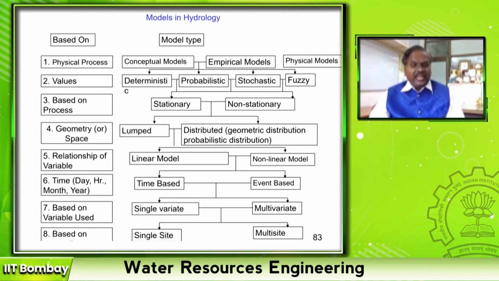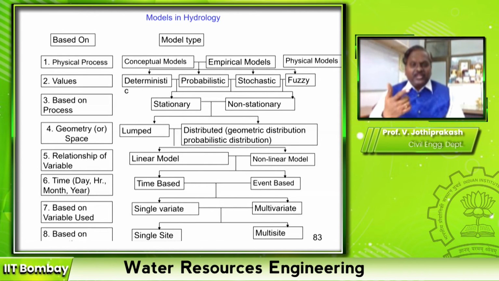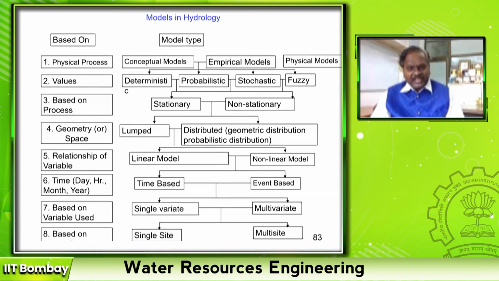And then I can estimate runoff at one site or runoff at two sites simultaneously. Then such models are called single site and multi-site. Single variate and multivariate, right? How many variables I am using to predict the output, right?